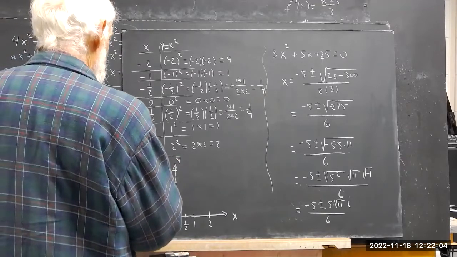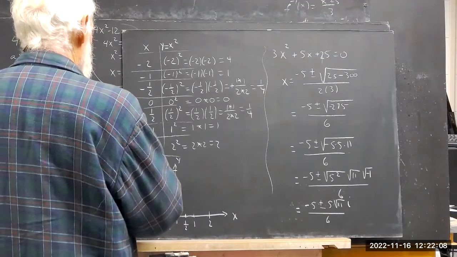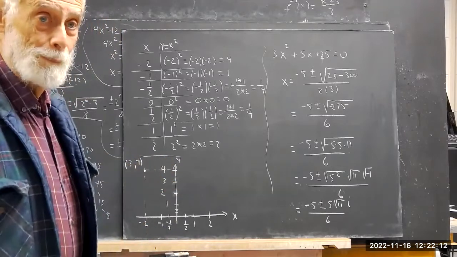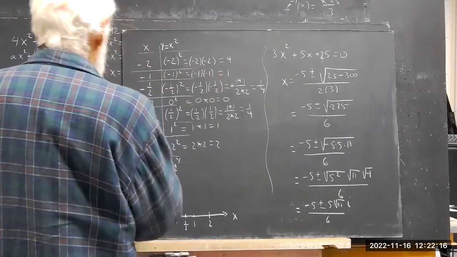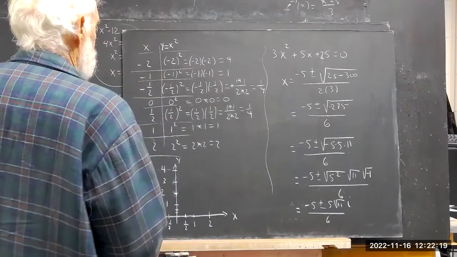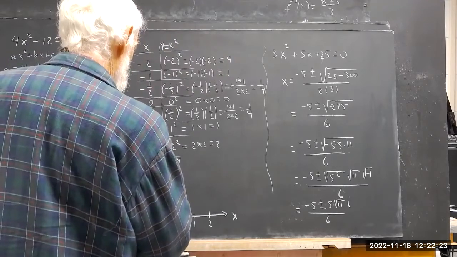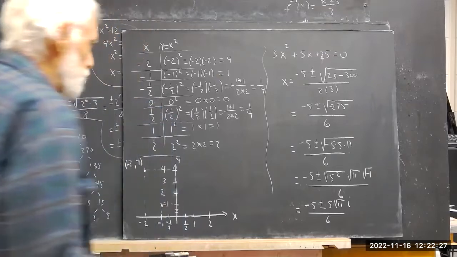So right here is the point that we call 2, 4. X is 2, y is 4. Well, we continue that. We've got the point negative 2, 4, not 2, 4. We've got negative 1, x is negative 1, y is 1. That gives me a point here.